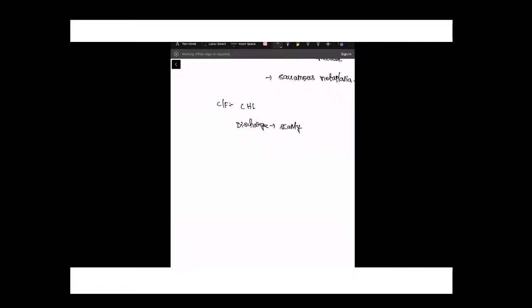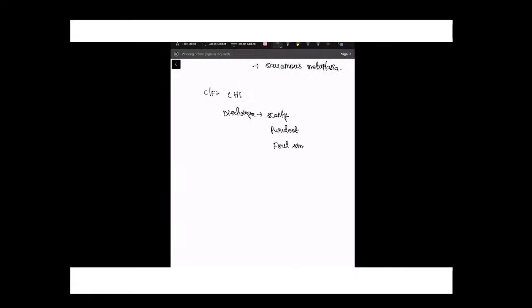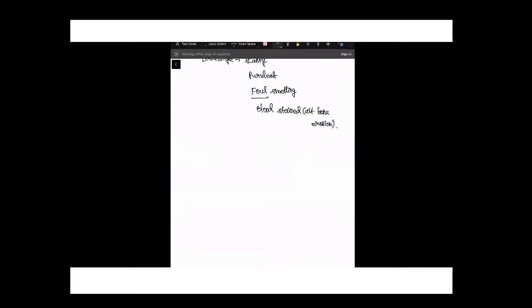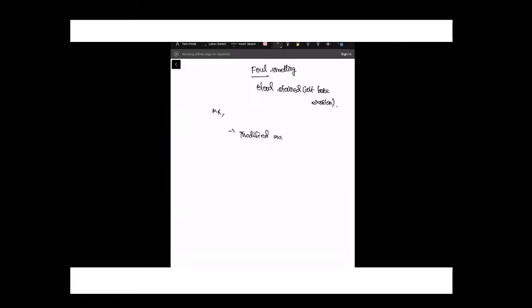The clinical features: there is conductive hearing loss, and the discharge here is going to be scanty, purulent, non-mucoid, and it is going to be foul smelling, blood stained due to bone erosion, and the management is going to be modified radical mastoidectomy.